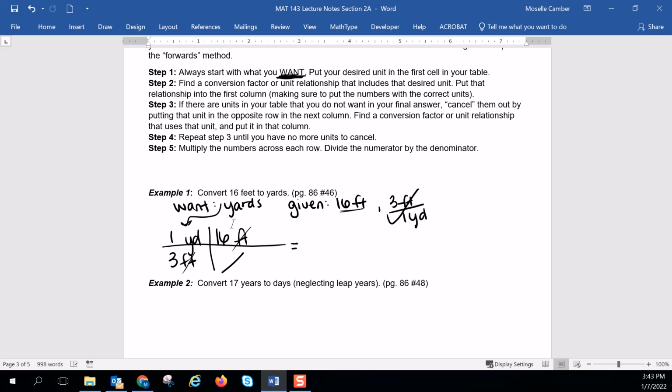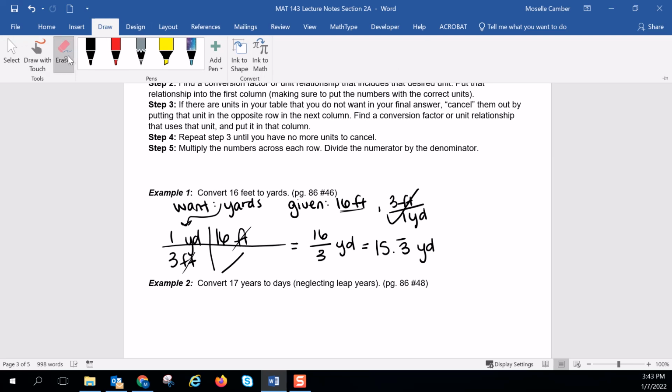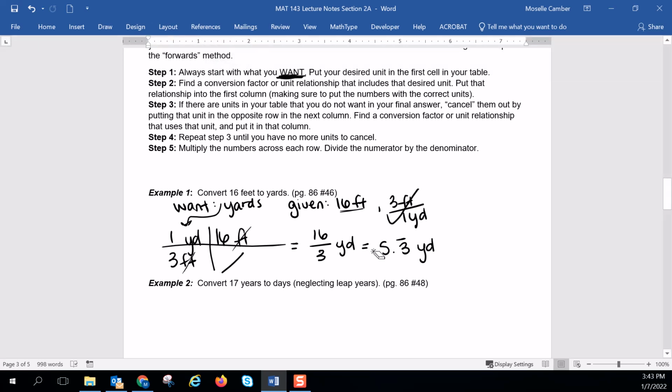Multiply each row, so 1 times 16 is 16. 3 times nothing else is just 3. So then I can do 16 divided by 3, and I get 5 1/3 yards. So 16 feet is the same thing as, not 15, I'm sorry, it is 5.